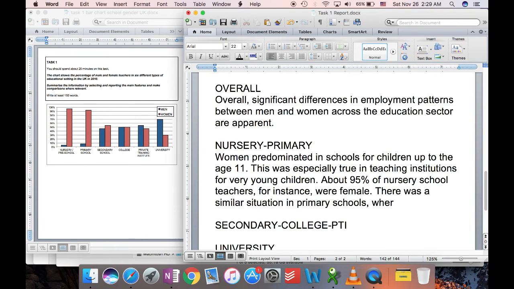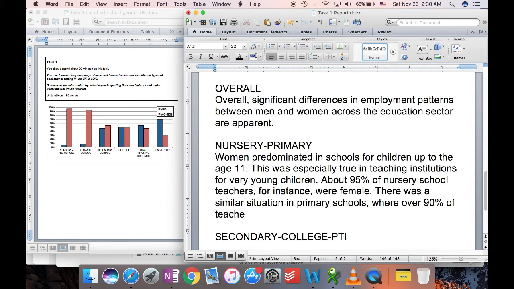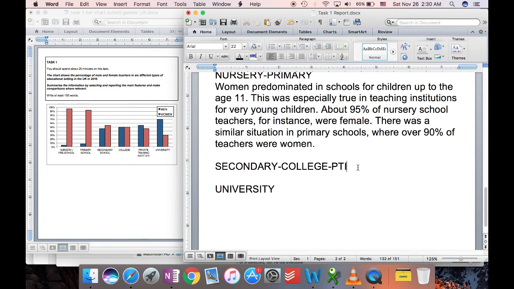Let's put a bit of data there. How many again? It's over 90% here, over 90%. So that's good. I did about here, over here, different language, where over 90% of teachers, let's see, teachers were women. Because I've used the word female here, so I don't want to repeat myself too much. Okay, that's done. Let's go on to secondary and college.